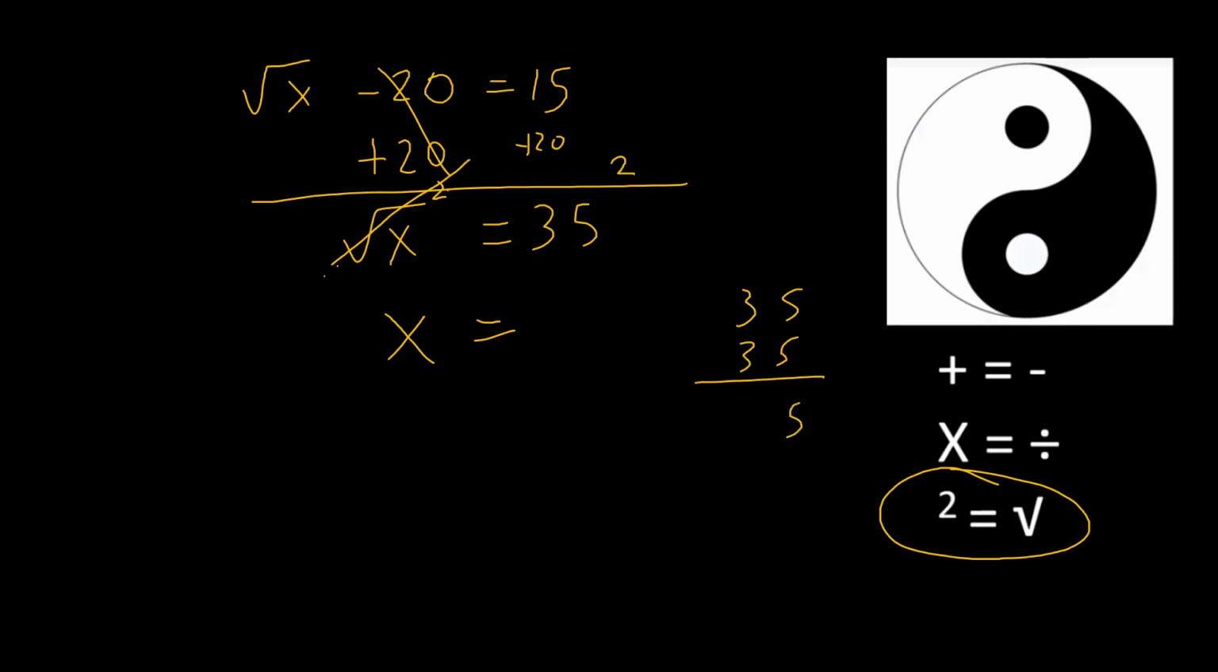Let's do some math right here. 3 times 3 is 9, 10. So then the answer is 1,225.